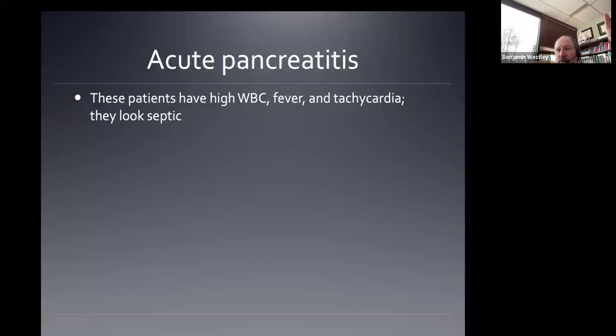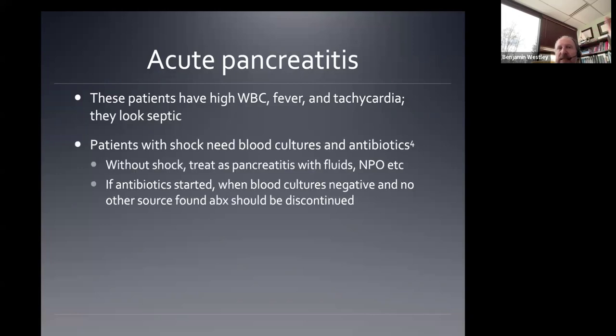They look septic, they have high white blood cell counts, they're febrile, high heart rates, and right away you can't tell for sure if they're septic or not. You can tell they have pancreatitis because the lipase will be high, but you don't know if they're septic or not. So they need blood cultures, they need empiric antibiotics, because if somebody's septic, you need to treat them until you figure it out.